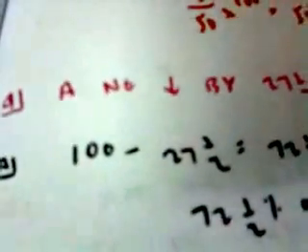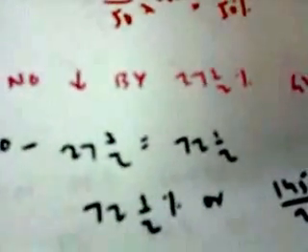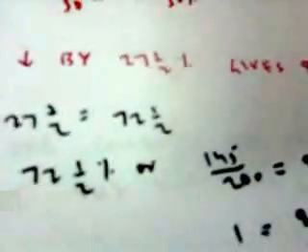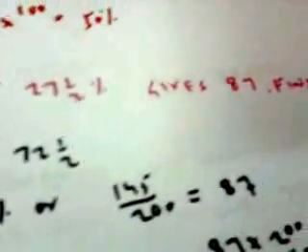Next question. A number is decreased by 27.5% and gives 87. Find the number. Well, from 100 if you take out 27.5, you are left with 72.5. So 72.5% or 145 by 200 of the number is 87.